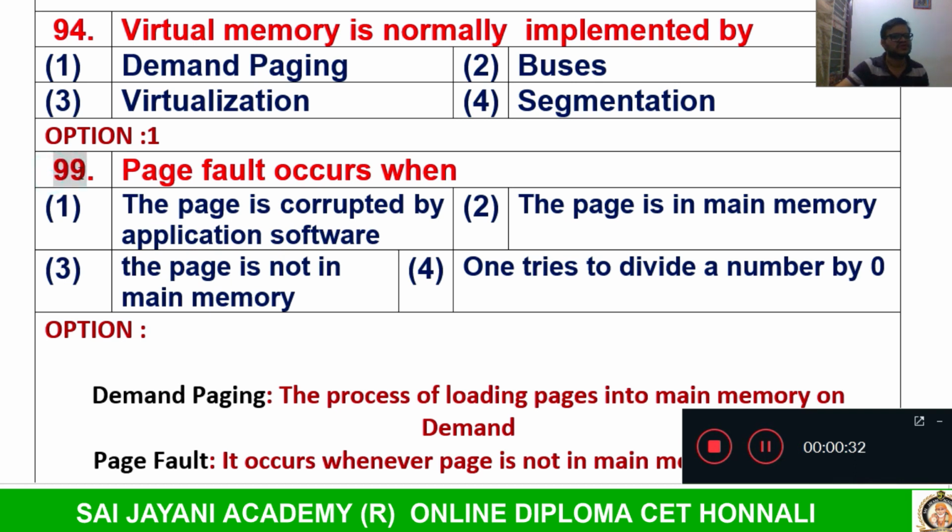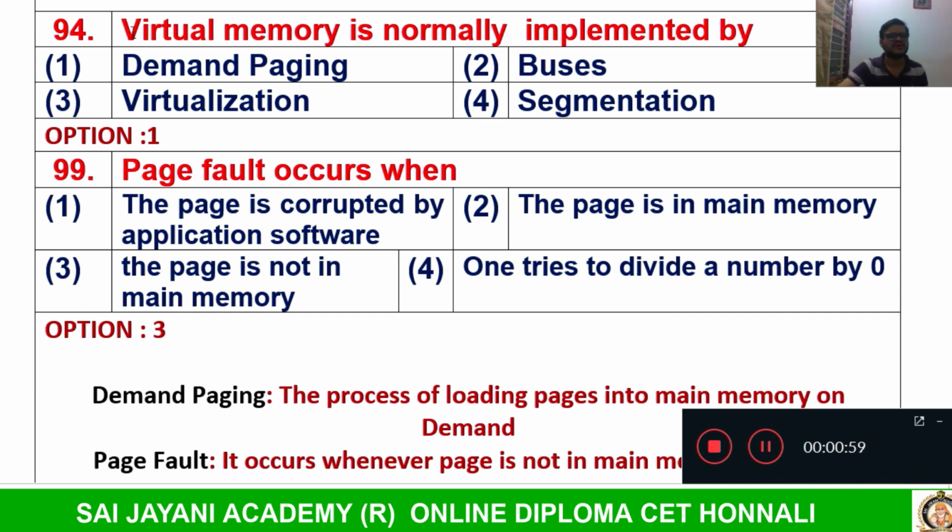Move on to question number 99. The page fault occurs when, we have 4 options. In that, the first option is the page is corrupted by the application software. The second option, the page is in the main memory. The third option is the page is not in the main memory. And the fourth option is one tries to divide a number by 0. For question number 99, the third option, that is the page is not in the main memory, is the right answer.